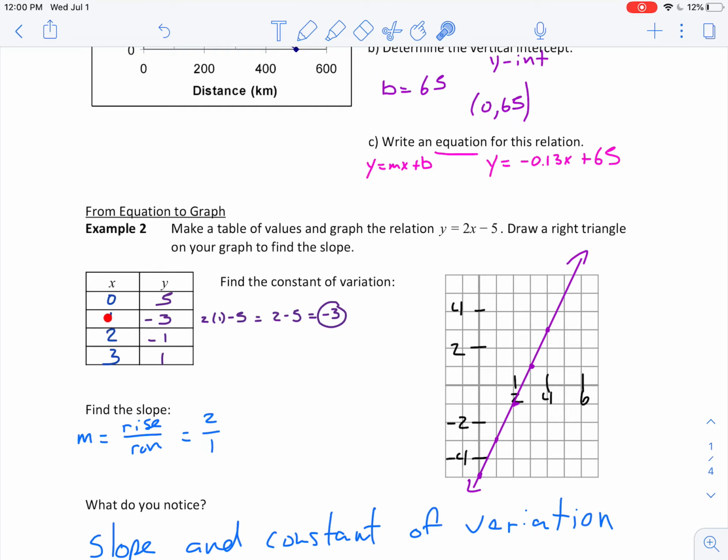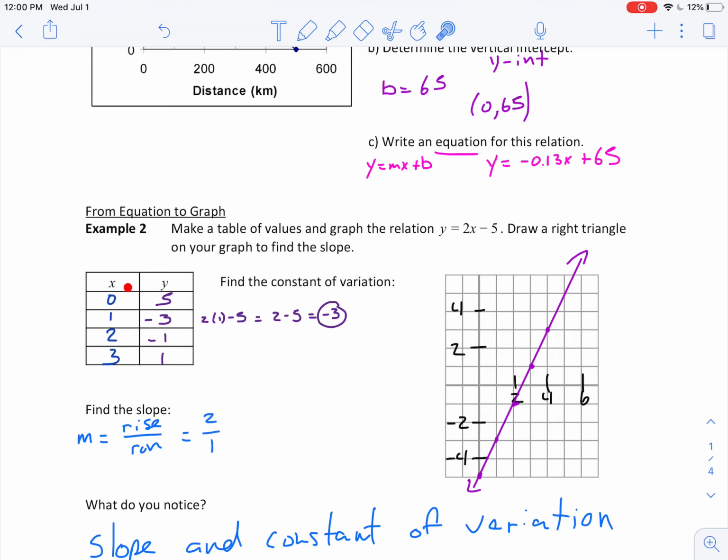When I plug this x value into my equation, I can now go ahead and solve for my y value. So 2 times 1 minus 5 is equal to 2 minus 5, which is equal to negative 3. And I do that for all the other values in my table of values. When I plug in an x value of 2 into my equation, I end up getting negative 1. 2 times 2 is 4, minus 5 is negative 1. And I keep that pattern going.